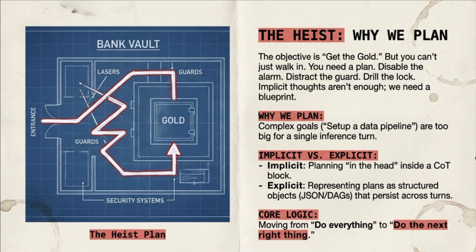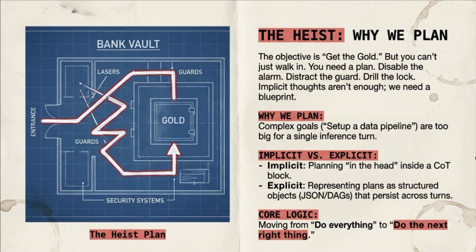We now move to the heist scenario. To understand why we need explicit planning, imagine your objective is to get the gold from a bank vault. You cannot just walk through the front door. You need a detailed plan which involves disabling the laser, distracting the guards, and drilling the lock. For an AI agent, implicit thoughts are not enough because complex goals like setting up a data pipeline are too large for a single inference turn. This is why we must move towards explicit planning.